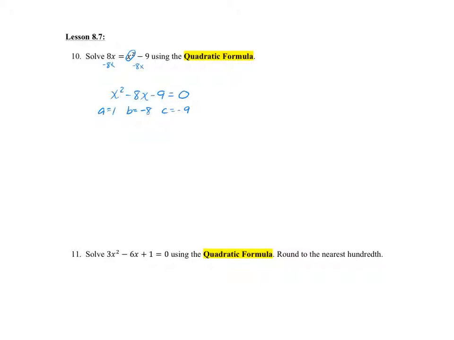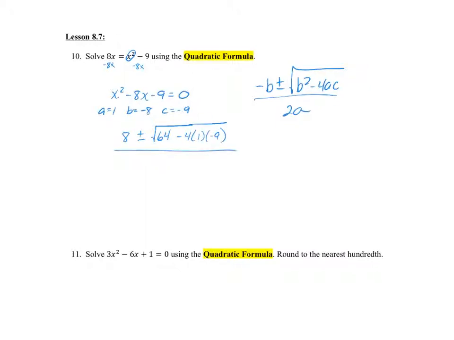From there, I use the quadratic formula, -b plus or minus the square root of b squared minus 4ac all over 2a. So -b would be -8, so that's +8, plus or minus the square root of -8 squared, which is 64, minus 4 times 1 times -9. I noticed already that those two negatives are going to make that a positive instead of a minus in there. So all over 2a, so 2 times 1, which is 2.